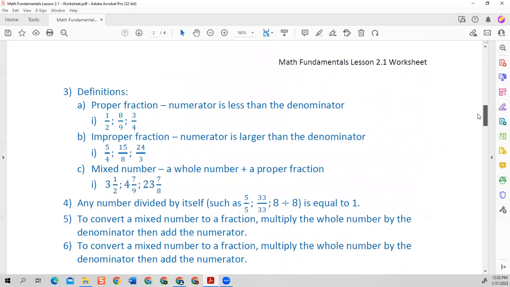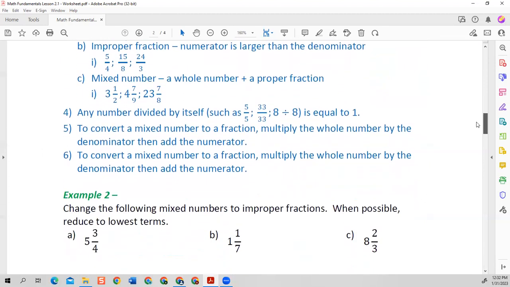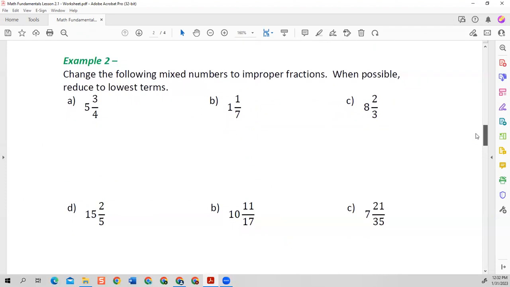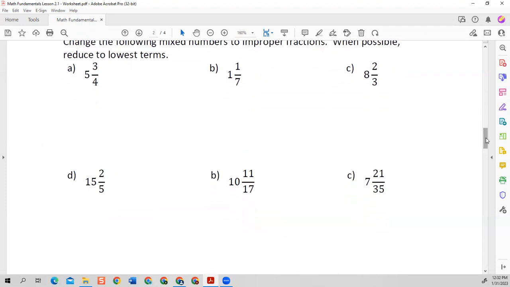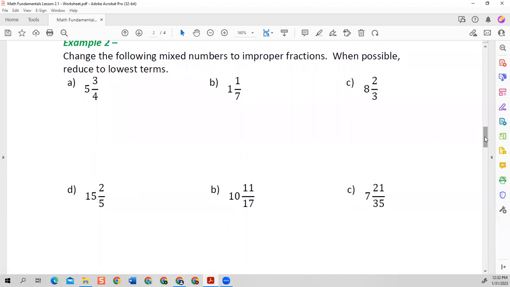The next one's talking about proper, improper, and mixed numbers. So I'm just going to jump here. I'll let you read up on it as much as you need to. This first example says change the following mixed numbers to improper.